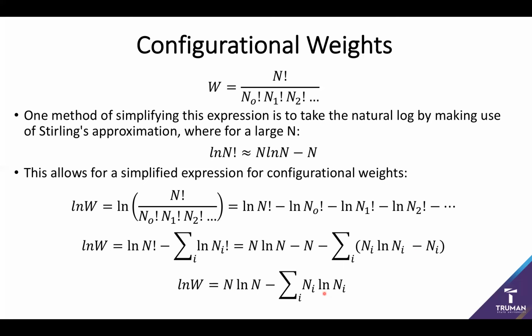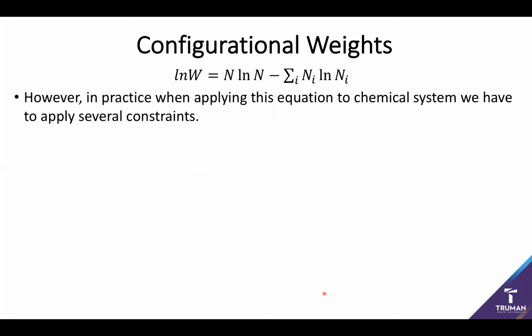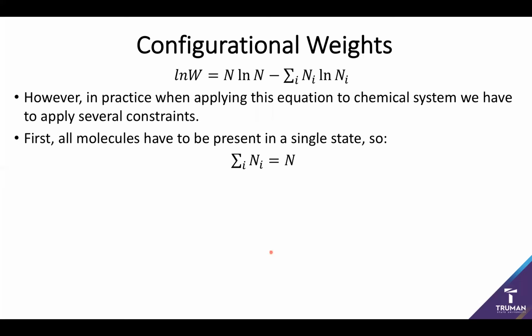However, there are several things we're going to need to take into account, as we have several constraints applied to our system. We've already used one very important one, which is that all molecules are going to only be present in a single state. So if I sum up the number of particles in each state, this should give me the total number of particles. Now that's going to help apply some constraints on this critical sum term.